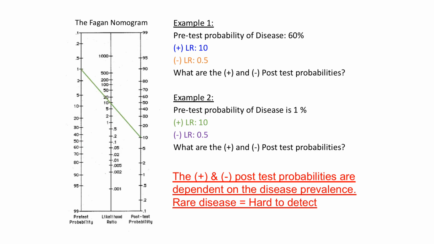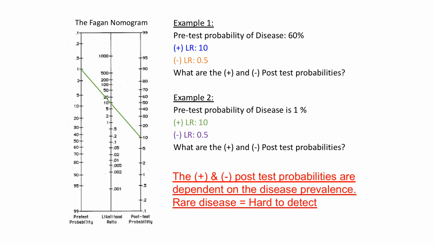Let's now examine how the change in the pretest probability affects the positive and negative post-test probability. An example of where the pretest probability or prevalence of the disease may be lower than 60%, in this case 1%, would be the clinical scenario, for example, where an asymptomatic young person gets tested for COVID-19.